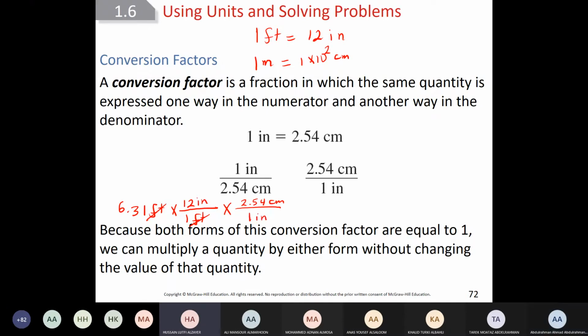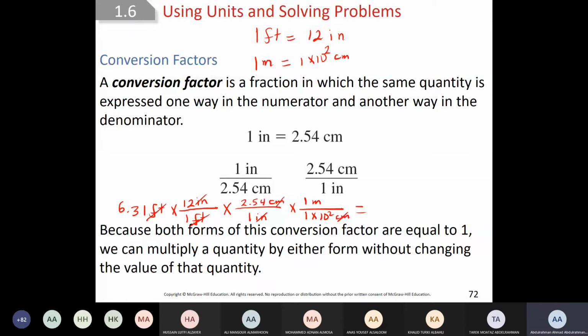2.54 centimeter over 1 inch. Okay, and then what's the next step? Convert from centimeter to meter. What should I write at the top? 1 meter over 100 centimeter. And then you get rid of the unit with the unit, and you have the answer. Is this clear?